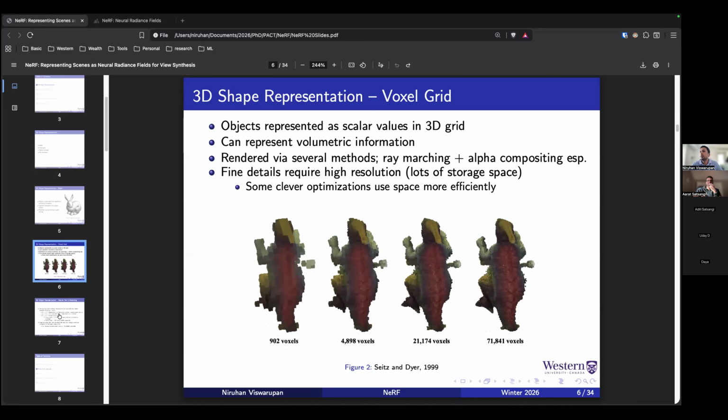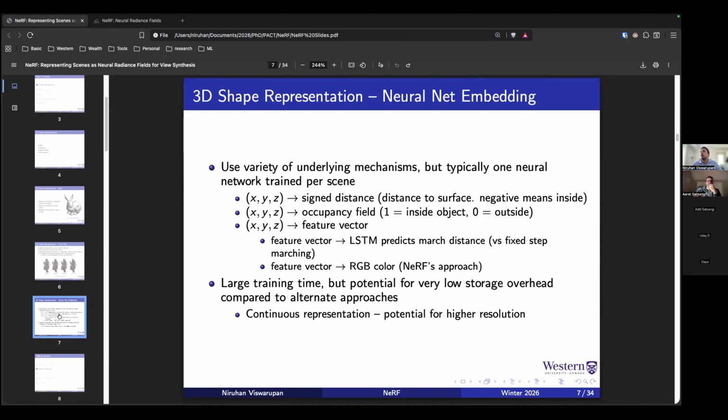So we'll look at several neural network based embeddings that people have tried. Here, in this 3D representation or novel view synthesis, first we do a 3D representation, then we go to novel view synthesis. I will talk about what novel view synthesis is in a moment.